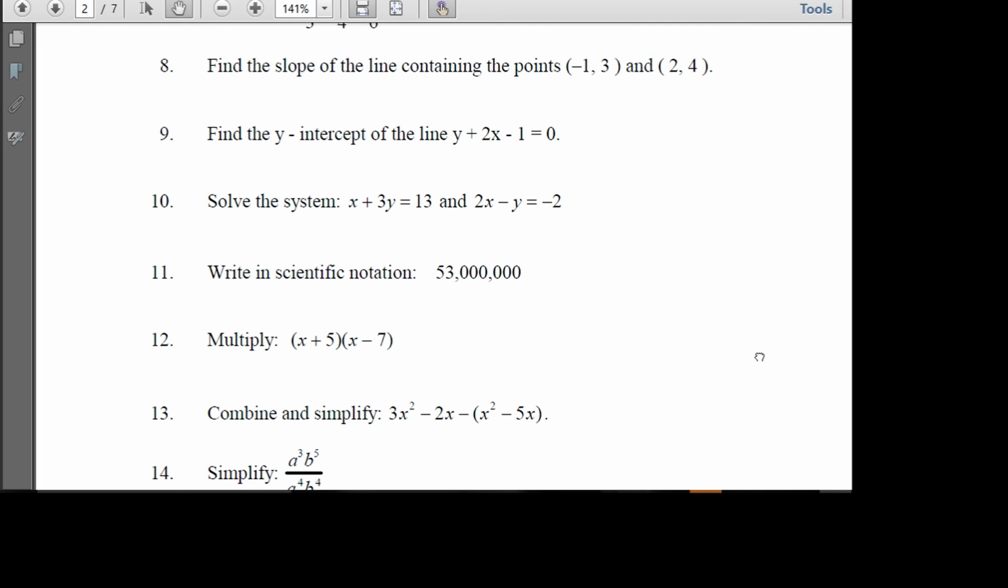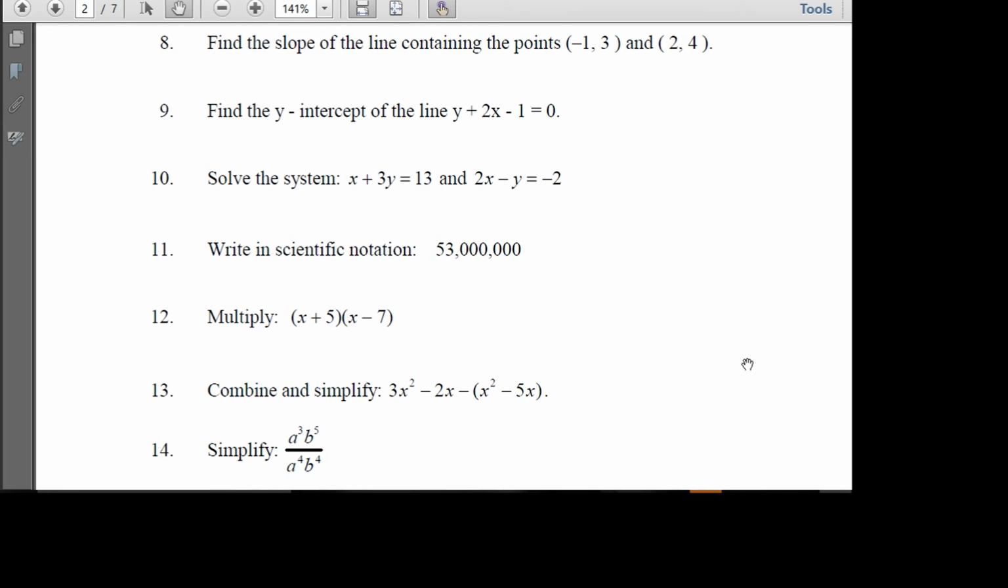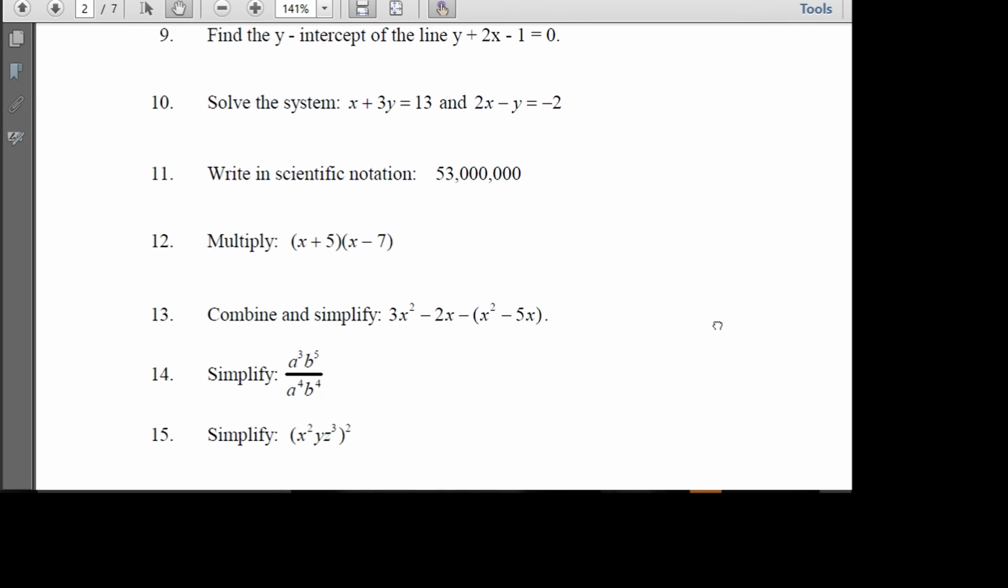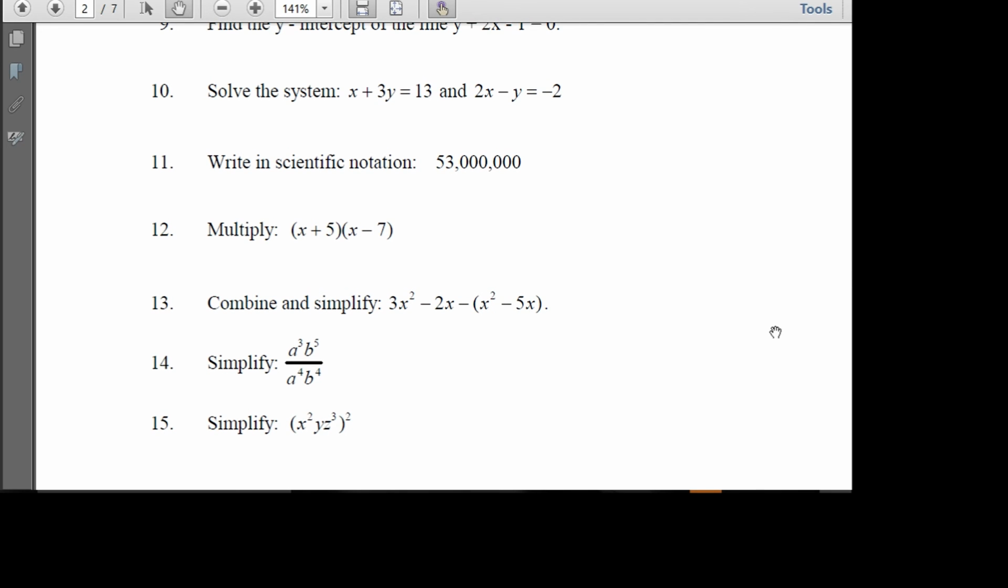So as we look through these questions, the next 5 or 6, are there any of those that you already know how to do? Let me look. Which ones have we not looked at? It's number 10 that we're on. Solve the system, right? The x plus 3y. If you don't know how to do it, it's fine. I just want to know if there's anything that you do know how to do before we move on.